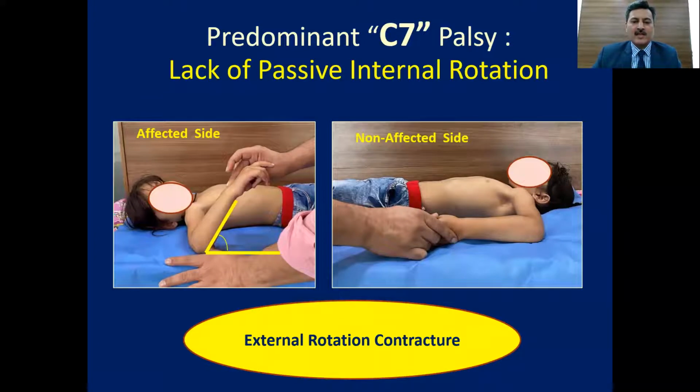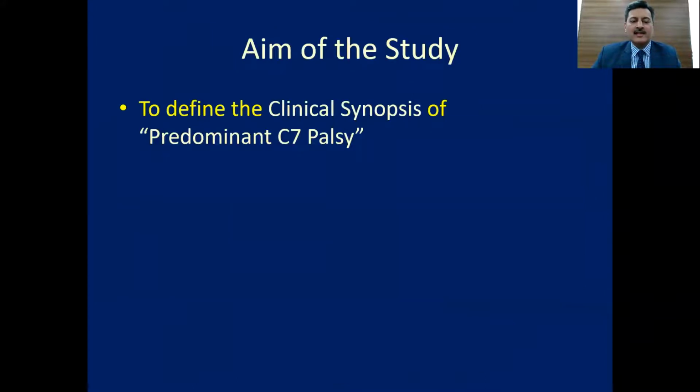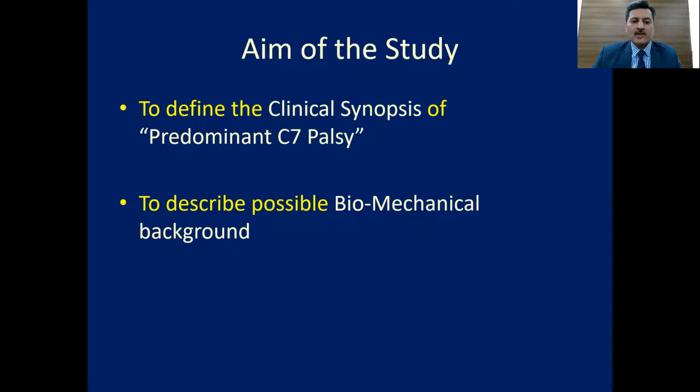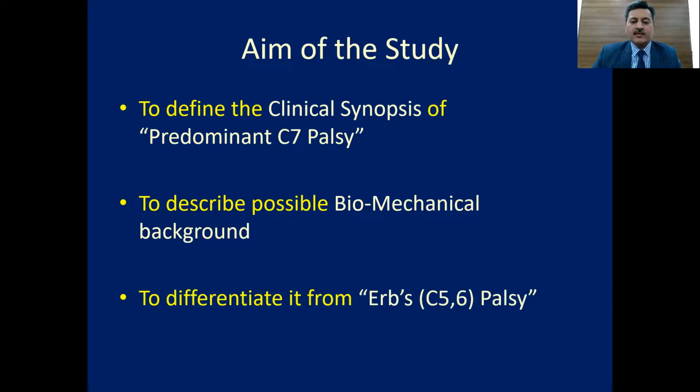and that is termed as external rotation contracture. So the aim of this study was to define the clinical synopsis of predominant C7 palsy, to describe possible biomechanical background, and to differentiate it from typical Erb's palsy.